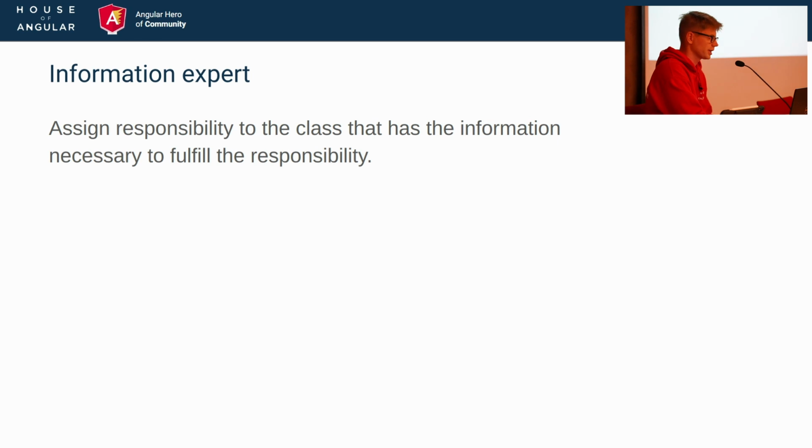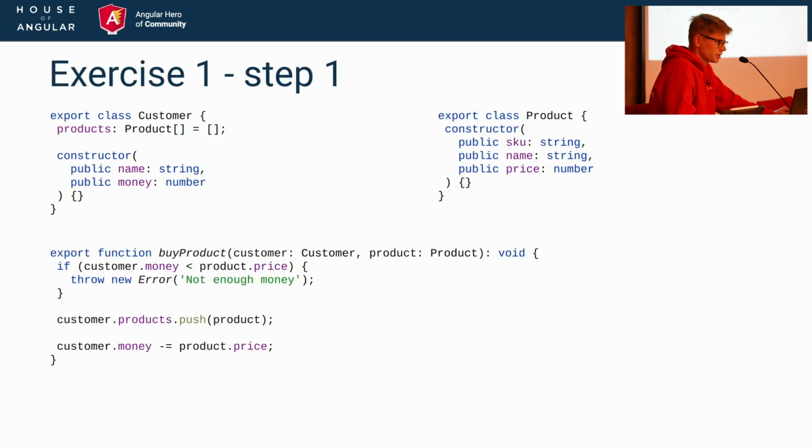So the first rule that I would like to show you in practice is this information expert rule. The rule says basically: assign responsibility to the class that has the information necessary to fulfill the responsibility. So basically, that means that you have to move your app behavior to the classes that have the data needed to operate to achieve some kind of goal.